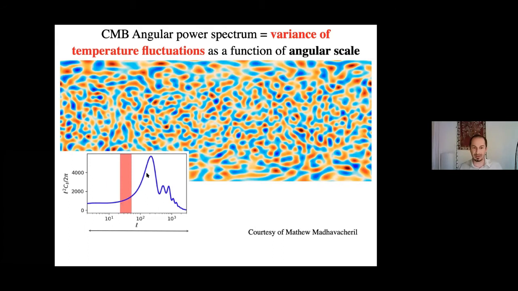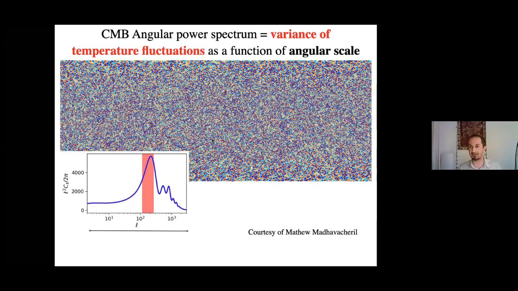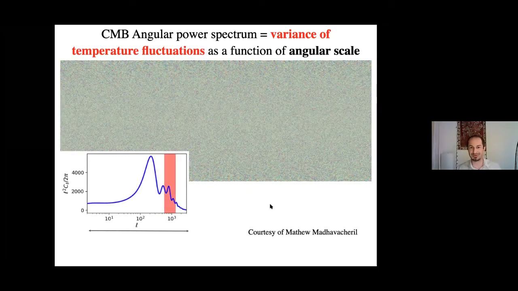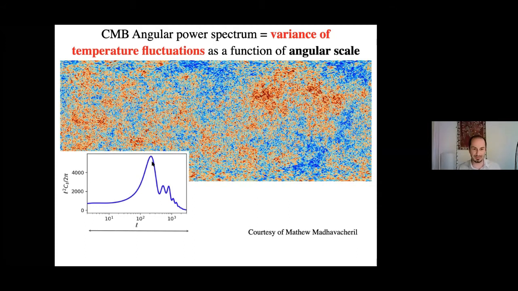As you see, as we crank up through this curve, the contrast becomes higher. At the peak of these curves, which corresponds to an angular scale of about 1 degree, the angular scale subtended by the distance that sound waves can travel during 400,000 years, this is where you have the maximum contrast. As you go down to smaller scales, the contrast decreases, and eventually you have almost no visible fluctuations. So again, this summarizes the variance of fluctuations as a function of angular scale.